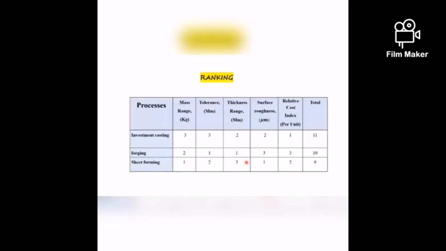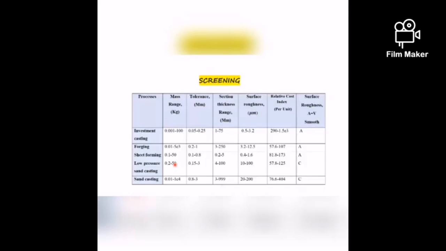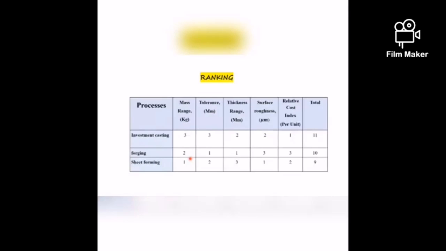Next, we move to the ranking process. For the ranking, we choose the best 3 of the processes listed in the screening process before. So we got investment casting, forging, and shape forming. In this ranking process, we rank 1 to 3 from its properties, from the worst to the best.